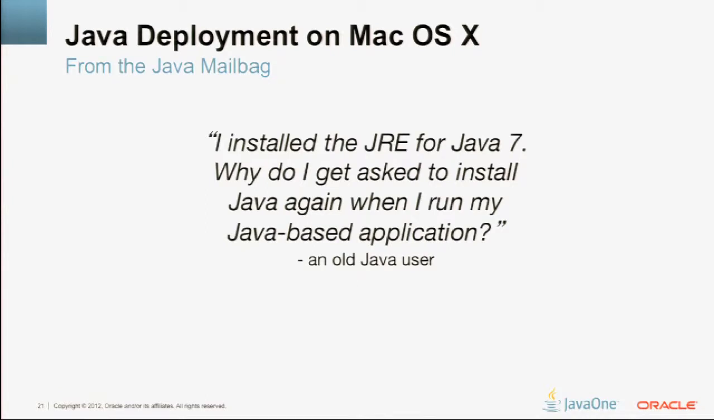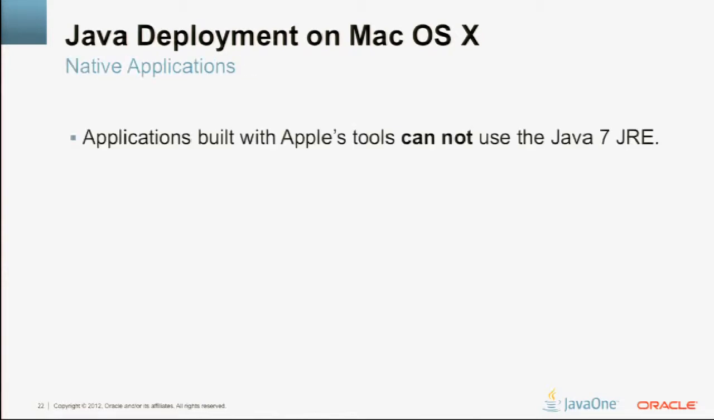All right, so let's go into the Java mailbag for some questions that we get asked now with this transition. A common question is, I've installed the JRE, but I run, say, IDEA, Eclipse, something like that, and it asks me to install Java. What's going on? Well, remember what I said before, that applications built with Apple's tools cannot use the Java 7 JRE. And as of this point, nobody's had a chance to do that. So all current tools are going to want to pull in Java 6.